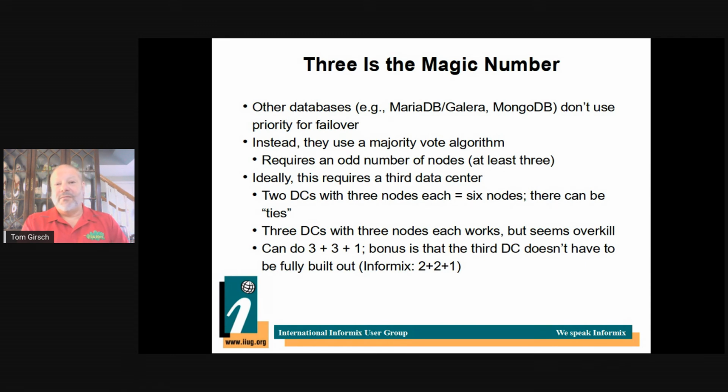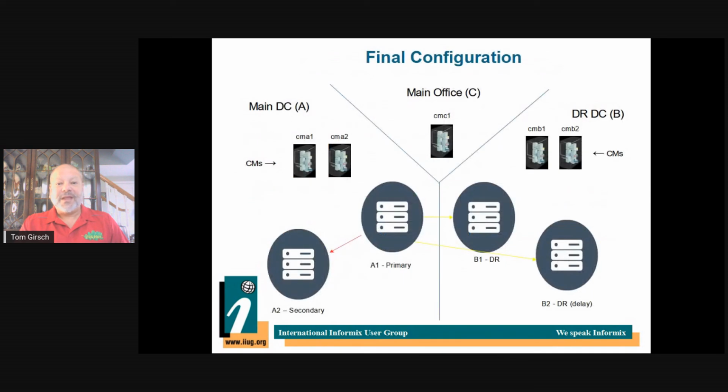So from the MariaDB, MongoDB view of the world, you have 2 data centers with 3 each, and then that third data center just has 1 node that acts as a tiebreaker arbiter, and you don't have to fully build it out. On the Informix side, because it doesn't do the majority rules thing behind the scenes, you really only need 2 in each data center plus 1. So you're looking at a 2 plus 2 plus 1 configuration. And so that looks something like the graphic we initially showed you at the beginning of the presentation.